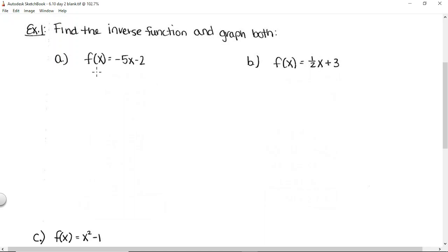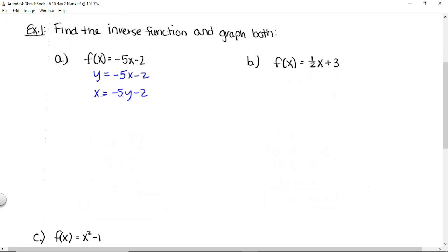So the first step is to replace f of x with y. y and f of x are two different ways of saying the output of the function, right? So you can write either one. They're interchangeable. It's more convenient, though, to use y. So we're going to use y in place of f of x. And the next step is to swap the x and the y. So when you see y, you write x. When you see x, you write y.